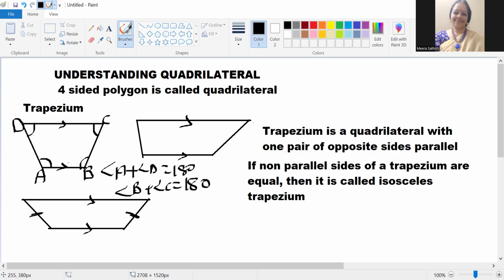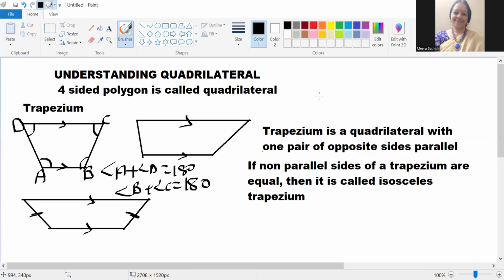But do angle A and angle B add up to 180? No, no. They are not co-interior. So angle A and angle D add up to 180. Angle B and angle C add up to 180. So this is the speciality of trapezium. Is it clear? You can draw the figure and note this down. Only this much you have to know about the trapezium.